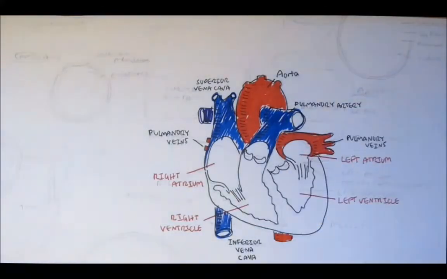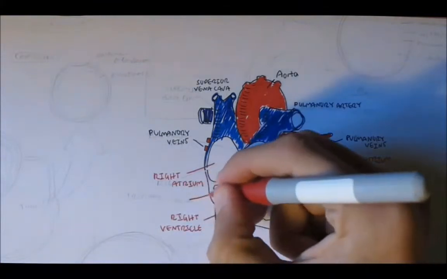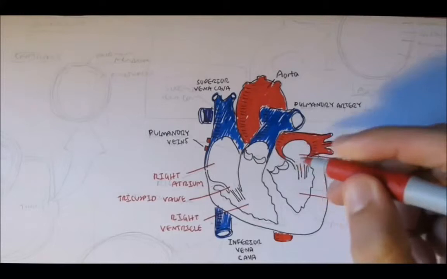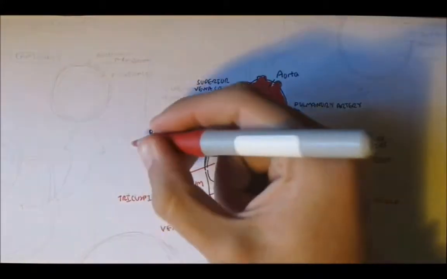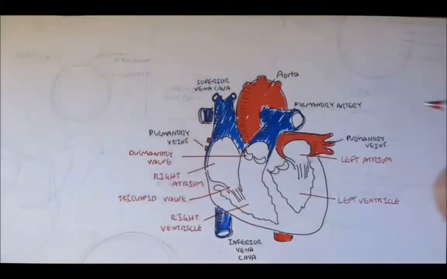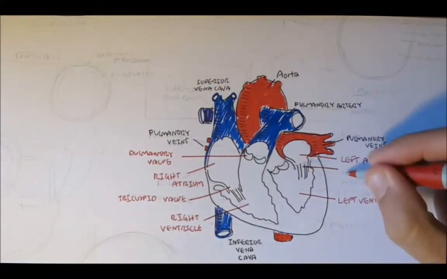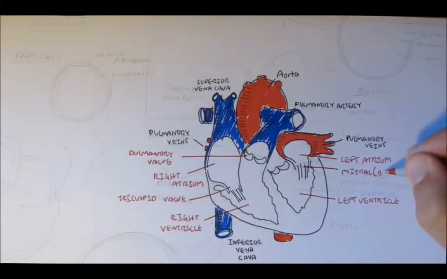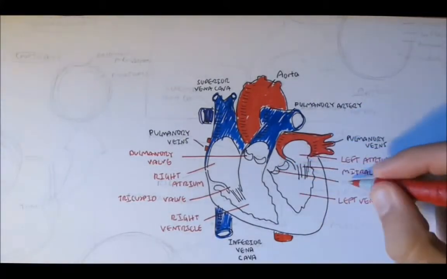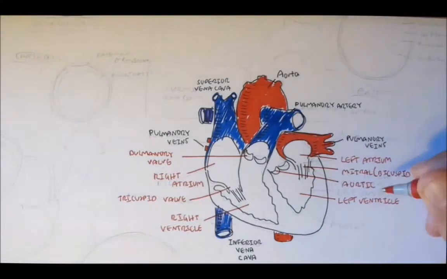Now, to separate the atrium and ventricle so that there is not too much blood entering and to prevent backflow, we have valves. So here is the tricuspid valve separating the right atrium and the right ventricle. The tricuspid valve has 3 cusps. We have the pulmonary valve separating the pulmonary artery from the right ventricle. Then we have the mitral valve or bicuspid valve separating the left atrium and the left ventricle. Bicuspid means 2 cusps. Then the aortic valve separating the aorta and the left ventricle.